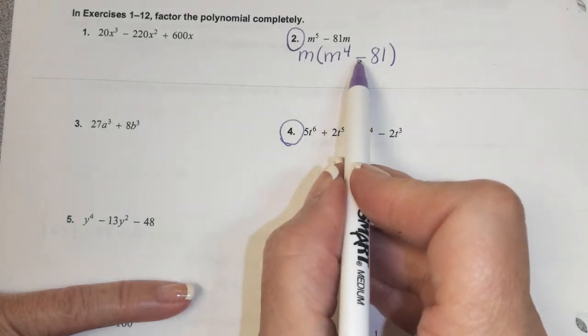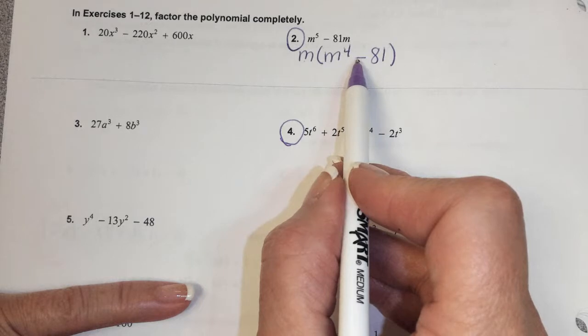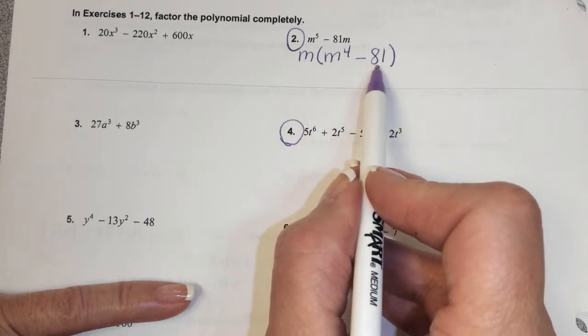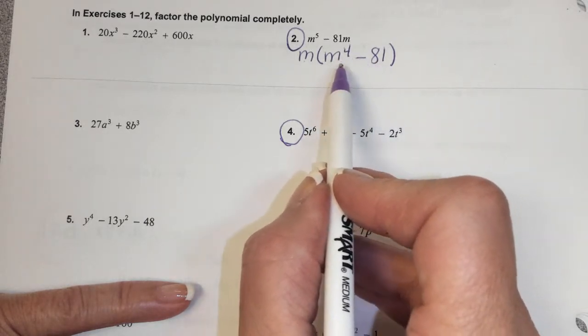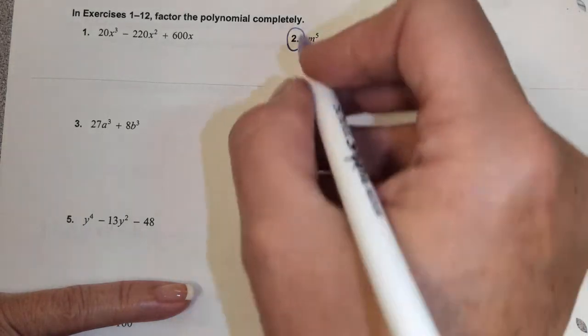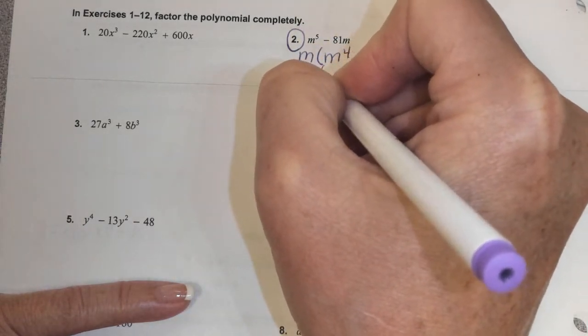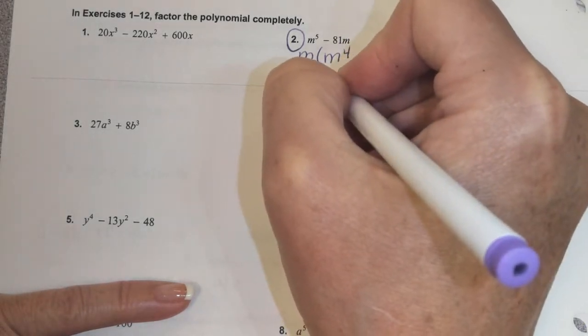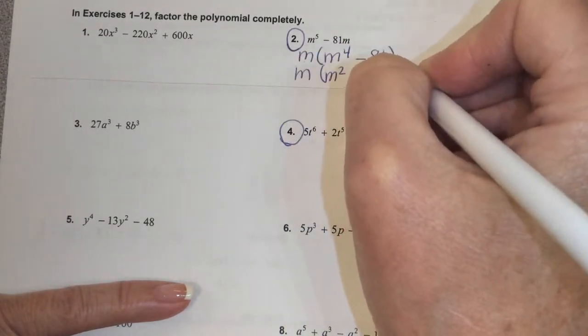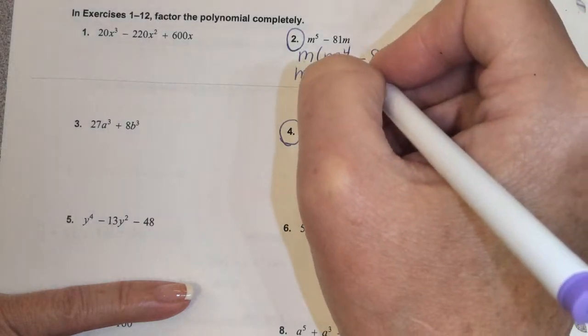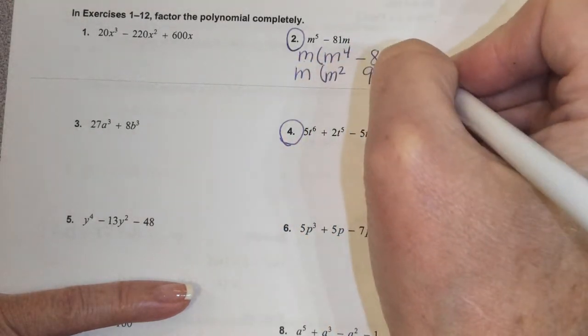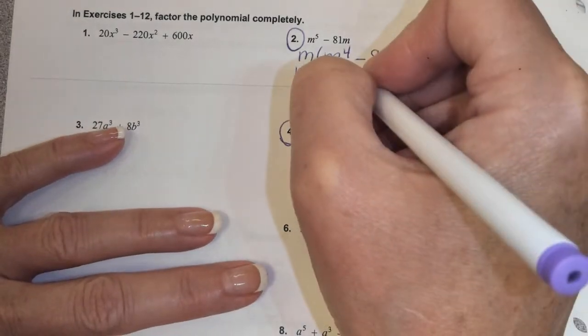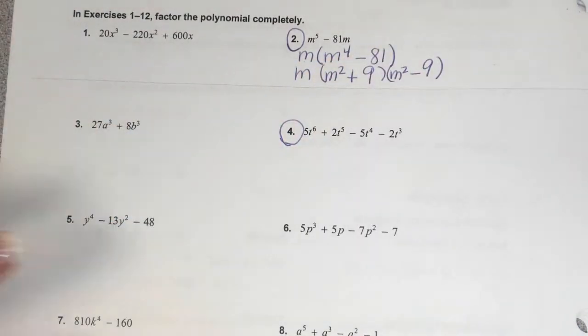I have to see now that this can be factored further. The reason it can be factored further is it's the difference of two squares. And so to factor this further, this is going to go down into m squared and m squared, and 9 and 9, plus and minus, addition and subtraction.